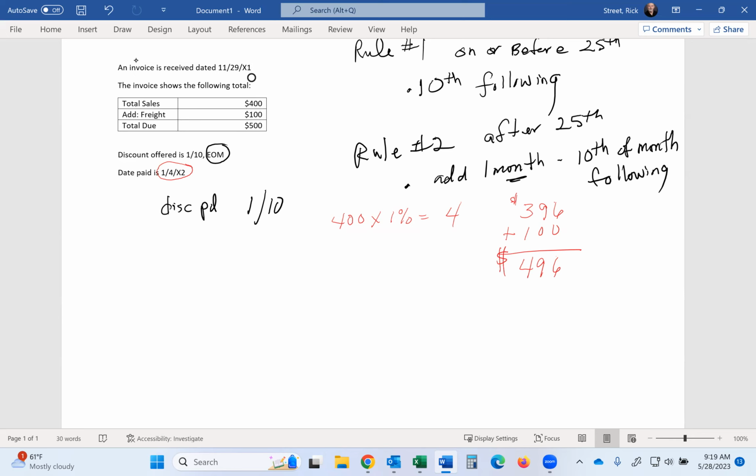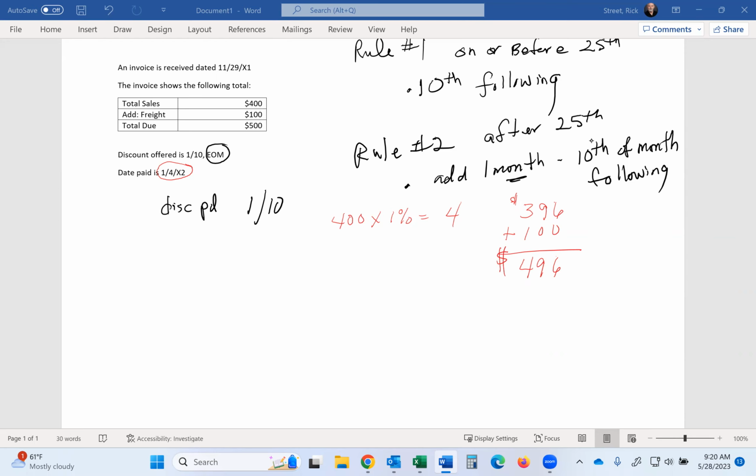And real quick, if they don't fall within that discount period, then the amount that is to be sent is going to be $500. Also note that if we don't take the discount by the 10th of the month, we do have until the end of the month to pay the invoice, which is the $500. In our example here, that would be January 31st, I believe. There's 31 days in January.